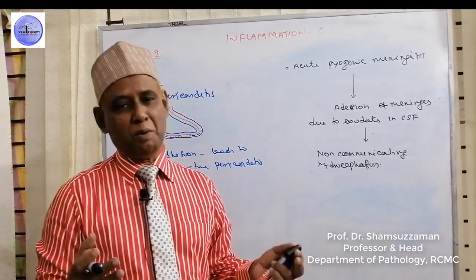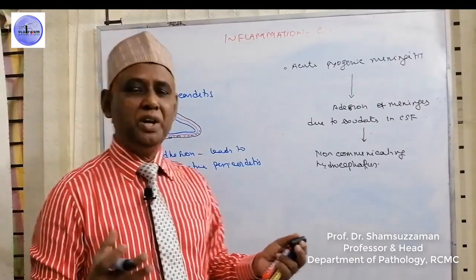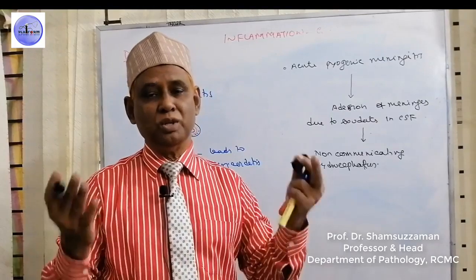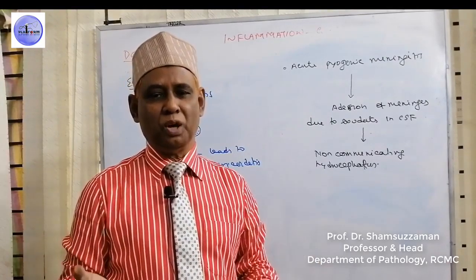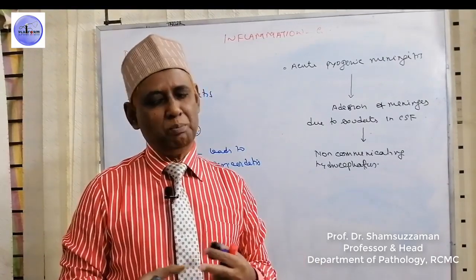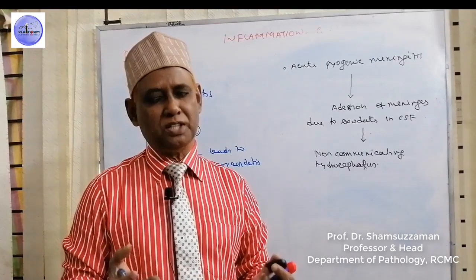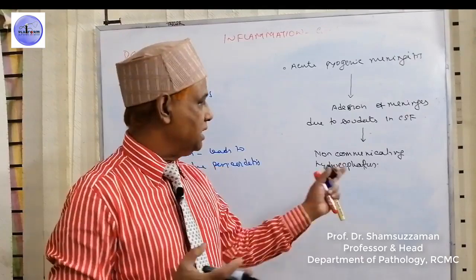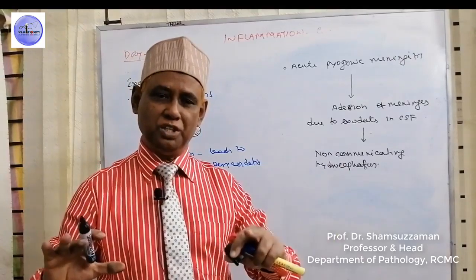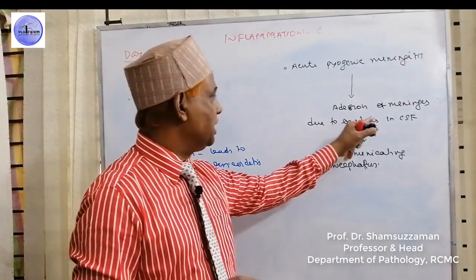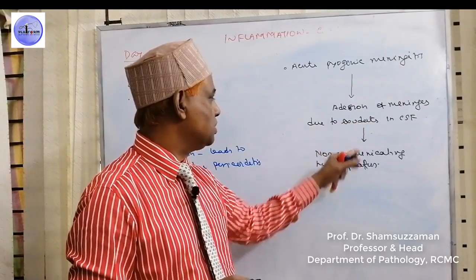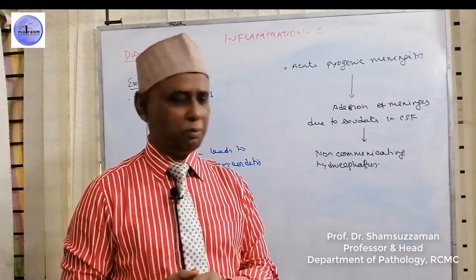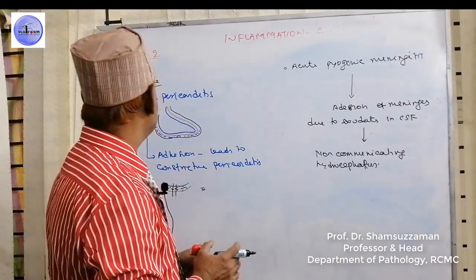Another type of hydrocephalus is communicating hydrocephalus. There is no obstruction in the pathway, but excess synthesis and secretion, or formation, of CSF. If increased formation of CSF leads to hydrocephalus, it is called communicating hydrocephalus. And here there is normal formation of CSF, but there is adhesion of meninges due to exudates, and it will lead to hydrocephalus. It is called non-communicating hydrocephalus. So these are the demerits of exudates.